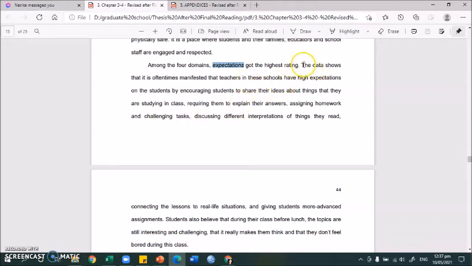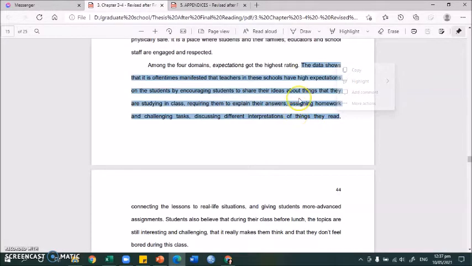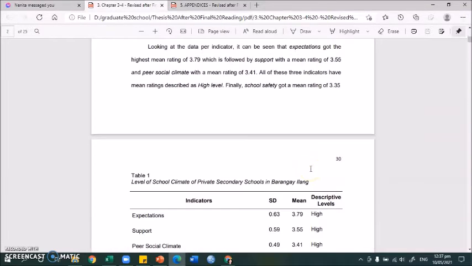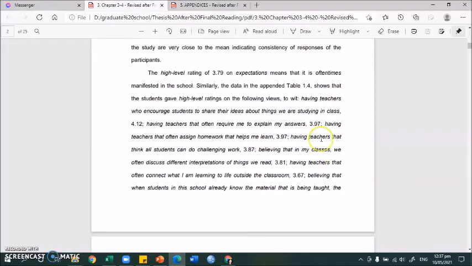Saan ba ito kinuha? Saan ba yan kinuha, ma'am? Okay. Kinuha natin ito dun sa chapter 3. Okay? Sa chapter 3, tingnan natin ulit ha. Sa chapter 3, inisa-isa ng kopya yan. Verbatim. Ayan. Okay? So, sabi dito, the appended table 1.4 shows that the students gave high-level ratings on the following views. Okay? Having teachers who encourage students to share their ideas about things we are studying in class. And then yung mean. Verbatim ito dito.